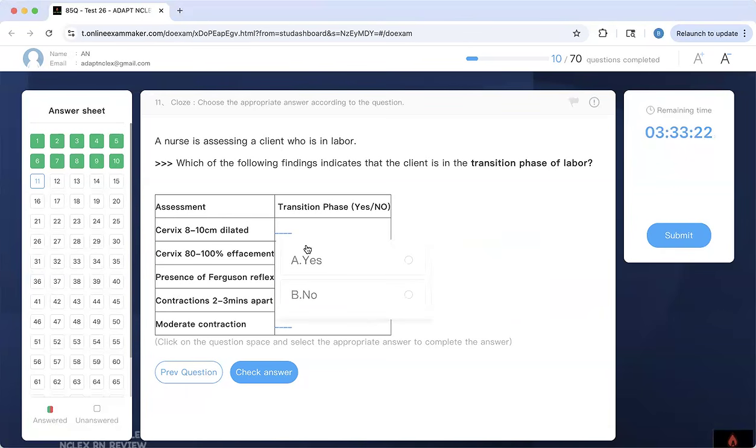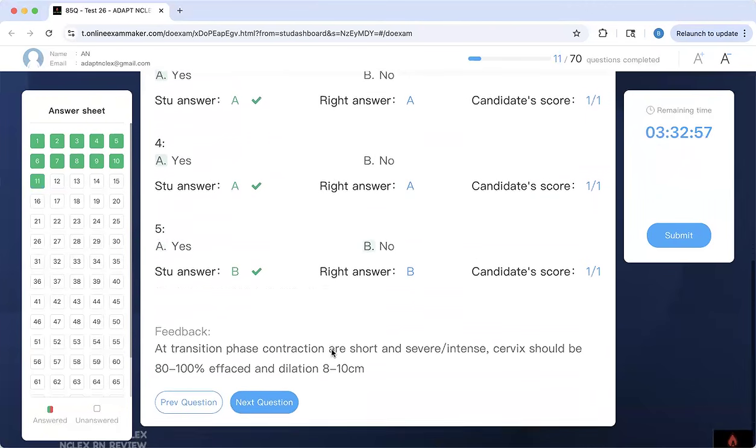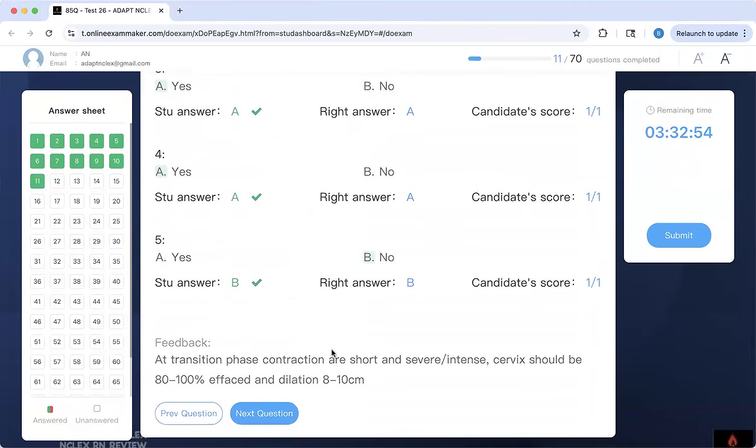8 to 10 centimeters is consistent with transition because it's at the end of it. 80 to 100% transition phase is at the end of it. Ferguson reflex, the intense feeling that you want to have a bowel movement, yeah. And the contractions are very short, 2 minutes apart. Transition because I'm going to stage 2. And moderate contractions: contractions are severe, they are not moderate. Therefore, this is not what you should expect. So these are the answers you will see. At transition phase, contractions are short, severe, intense. The cervix has to be dilated 8 to 10 centimeters.